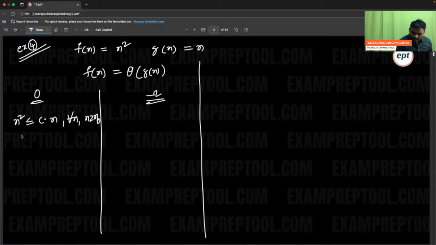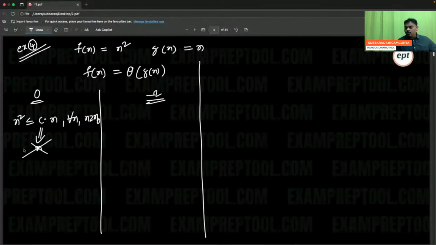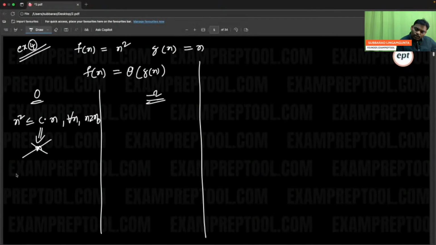So let's check: n square less than or equal to c into n. Left and right, already left is bigger, but I have to prove right is bigger. I think the c value should be n only, but it's a function, so I cannot take. Left side is n times n, right side is c times n. Definitely c cannot balance it. In the c place I have to take n, but a function is not allowed. So finally, big O is not possible.